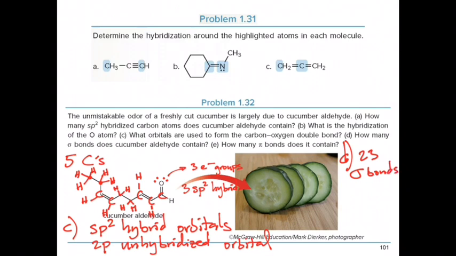And then the final question here is asking how many pi bonds are there in this molecule. So again, pi bonds are present in double bonds. So we have 1, 2, 3 double bonds. So that means that we have 3 pi bonds total. So for E, we have 3 pi bonds.